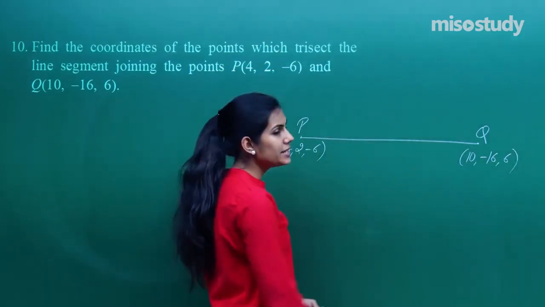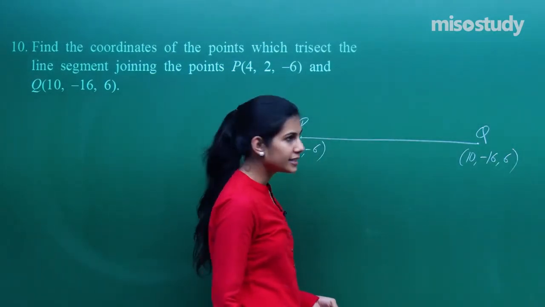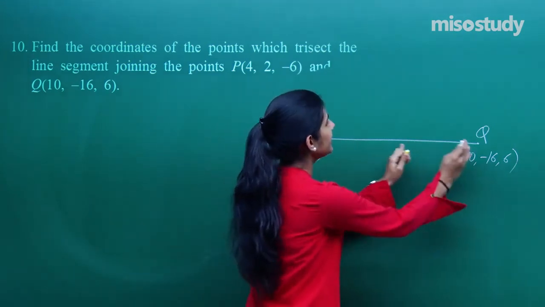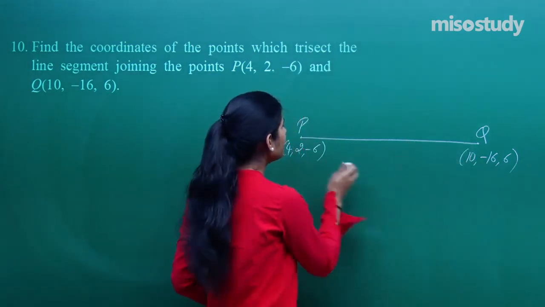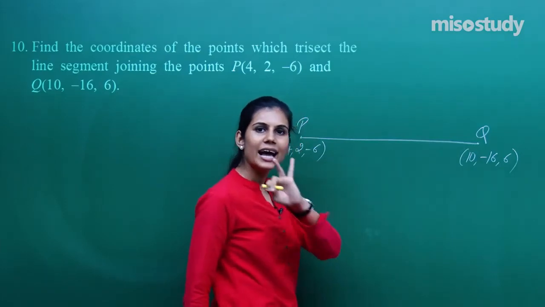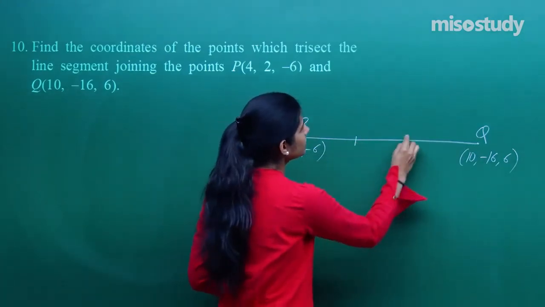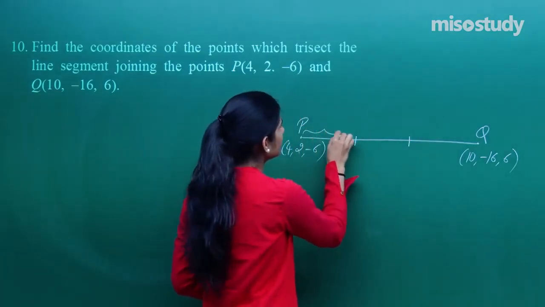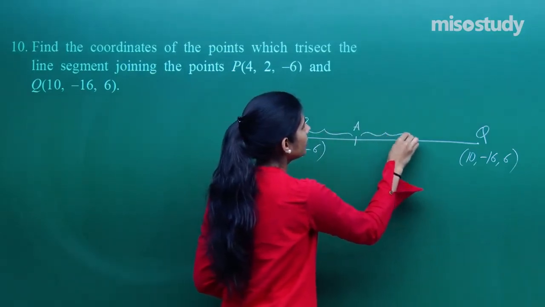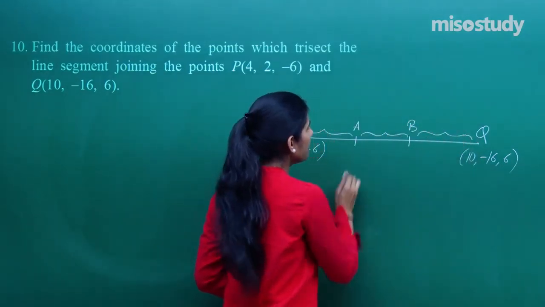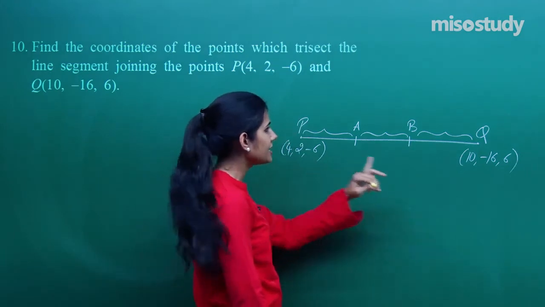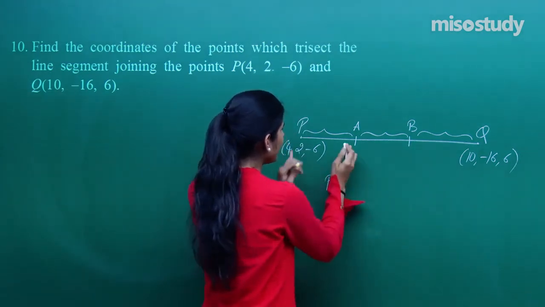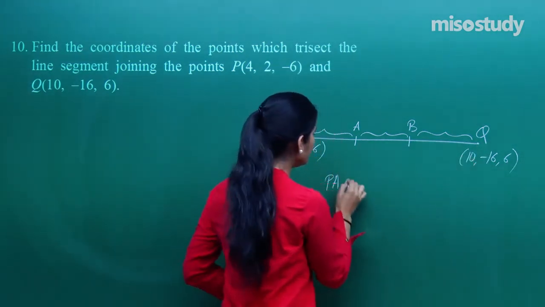Trisecting: if this line segment is being trisected, that means it is being divided into 3 equal parts. For this line segment to be divided into 3 equal parts, I need 2 points, one here, one here, say this is A and this is B. Then if A and B are trisecting the line segment PQ, that means PA is equal to AB is equal to BQ.